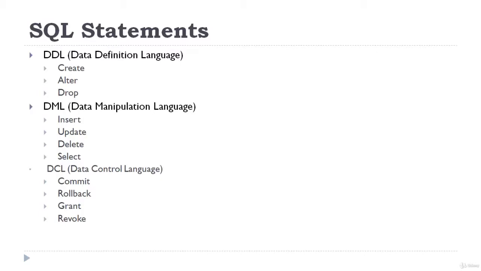Data control language is used to perform some transactions. If we want to make our changes permanent in the database, we can use the commit command. And to undo those changes, we have the rollback command. To assign some privileges or rights to different users, a database administrator can use the grant command. And to take back those rights or privileges from the user, we can use the revoke command. In this course, we will use all these statements one by one to perform different database operations.